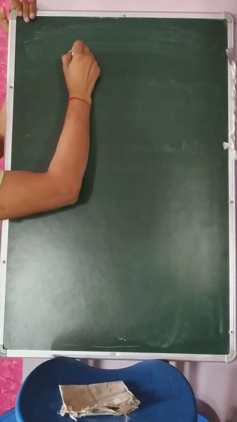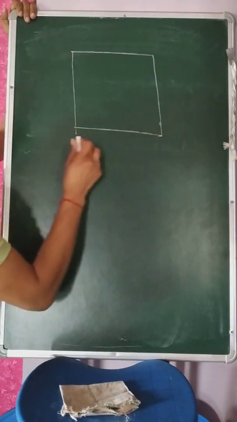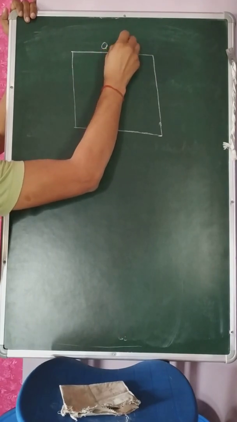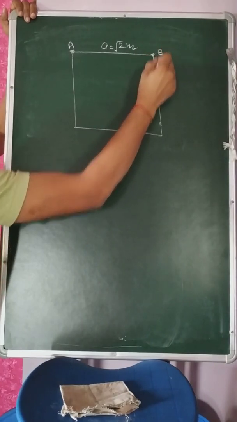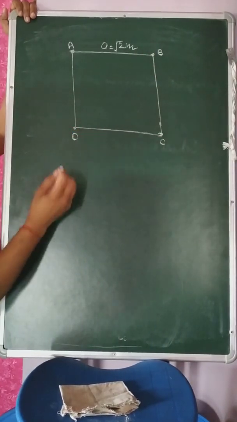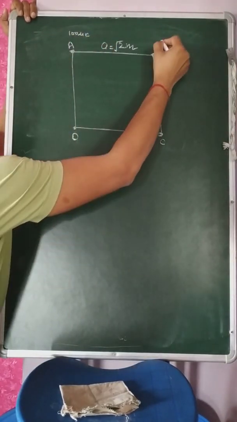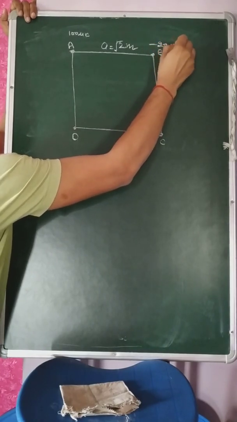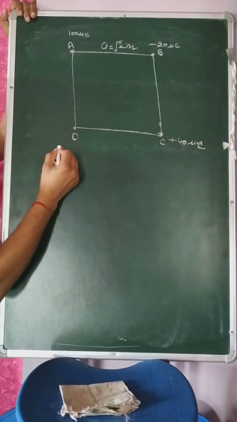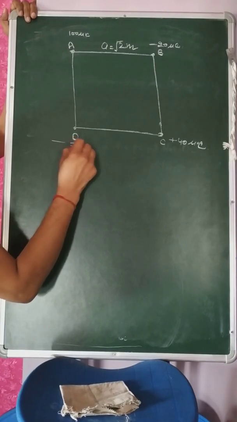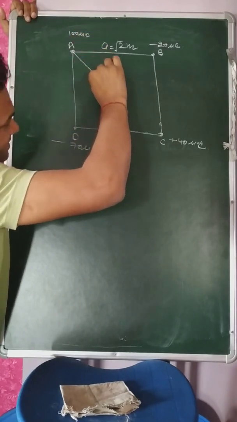You are given a square with the side A equal to root 2 meters. Here is the point A, here is the point B, here is the point C, suppose here is the point D, and the charge at point A is 100 microcoulomb, and suppose at point B it is minus 20 microcoulomb, here it is plus 40 microcoulomb, and here the charge is minus 70 microcoulomb. And we have to find the electric potential at the center of the square.